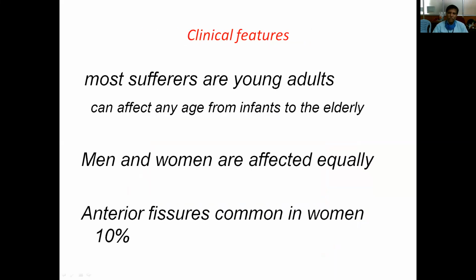Coming to the clinical features, this is most often seen in young patients, though it can be seen at any age. Fissure can be seen in infants also, mainly because of loose motions or diarrhea. The infant suffers more often. So this fissure, when it occurs in children and infants, may lead to an acquired type of megacolon also.